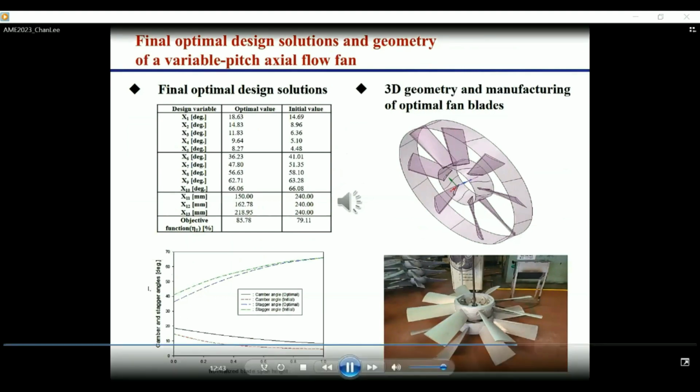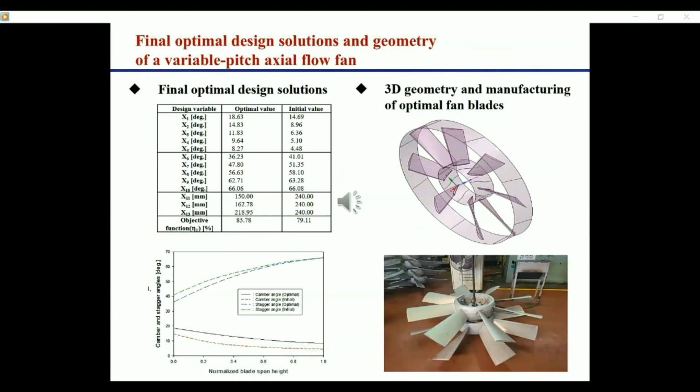Final optimal design solutions are obtained as shown in this table. The optimal fan efficiency is 82.4%, which is higher than the initial design of 80%. You can see the three-dimensional fan blade geometry obtained from this optimization study.